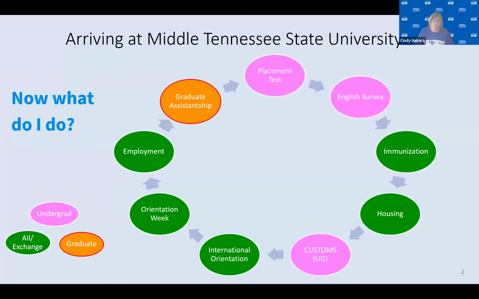Customs is only for our undergraduate students. I need to move my bar because I can't see. International orientation, everyone needs to do. This is required, especially if you are on a J or an F visa. You must do international orientation. If you are coming on an F1 academic student visa, you now have a hold on your account. If you do not do the orientation, the hold will stay and prevent you from making any changes to your schedule after August 20th.